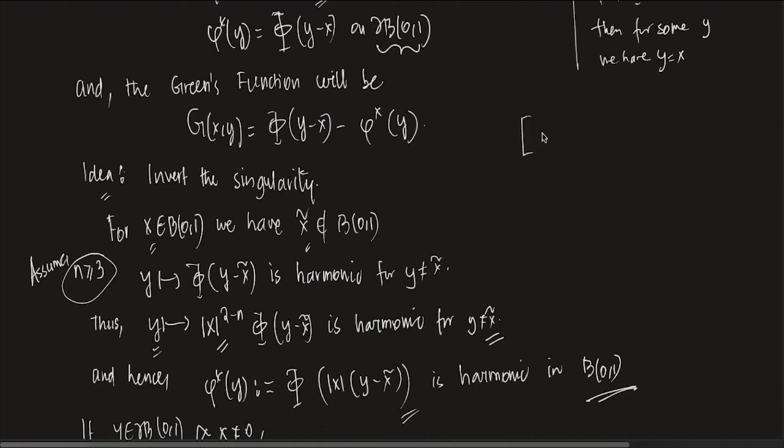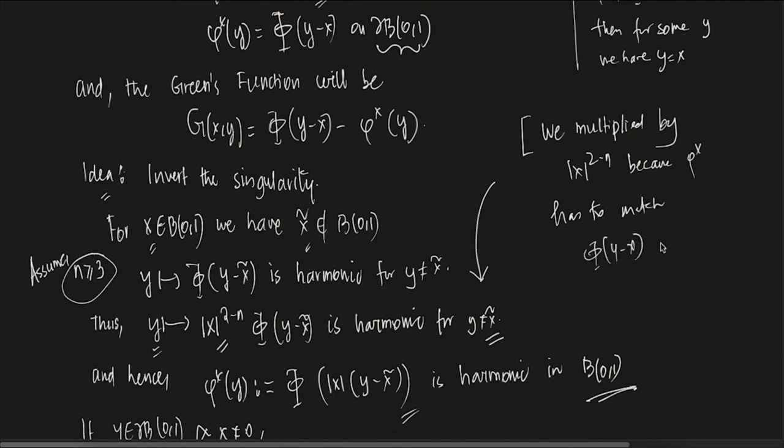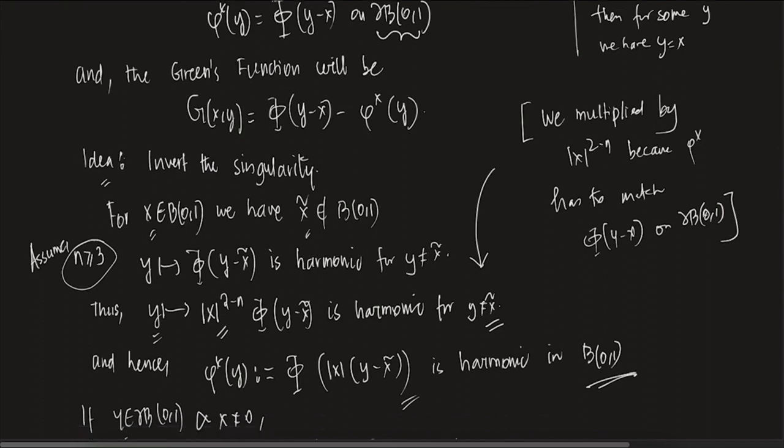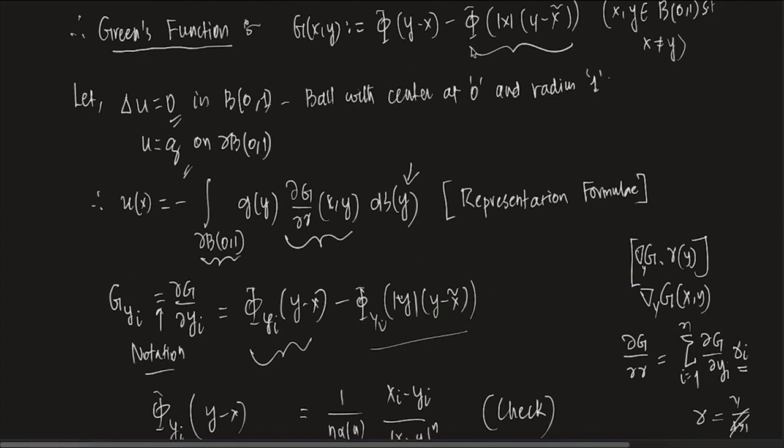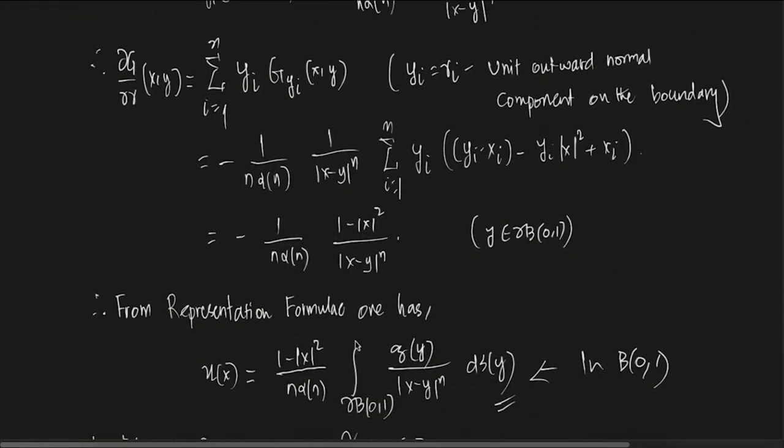Let me write it. We multiplied by mod x to the power 2 minus n here because phi x has to match capital phi of y minus x on the boundary. That is why we did this. Now we know that these are harmonic, and we showed that this is the reason why it matches on the boundary. Then you write down the Green's function. You already know what phi of x is. There is nothing else. You use the representation formula, write it down, calculate what G is, put it together, and you get this representation formula.